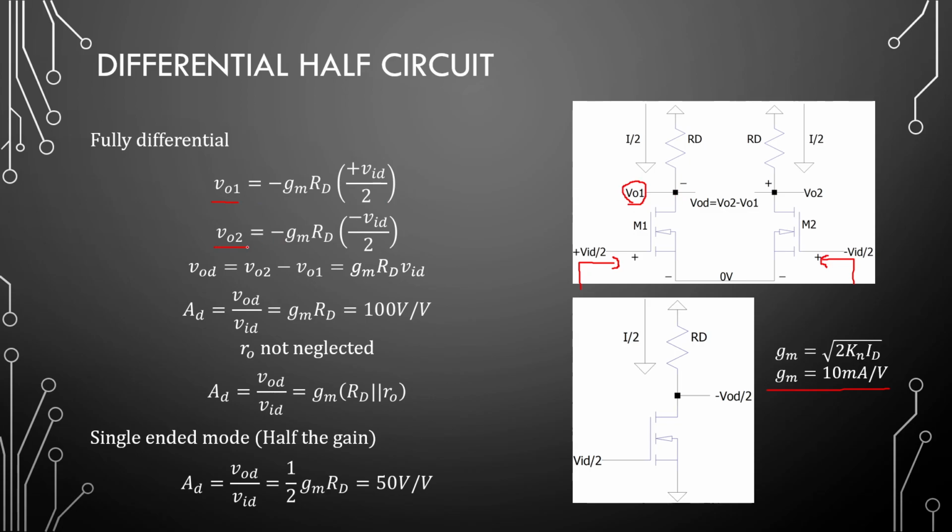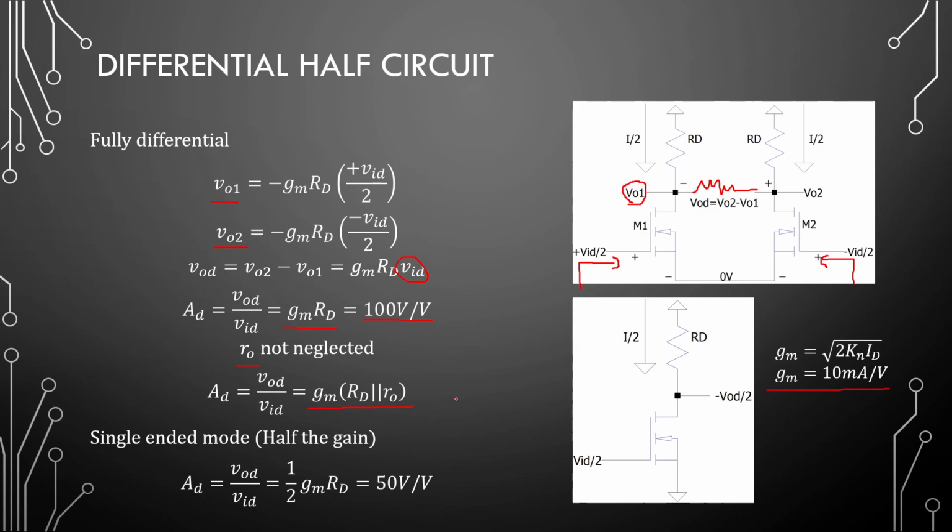Equivalently for V out 2, here is just the negative, so we have minus GMRD, and this side we will have plus GMRD. So if we insert a load here in between and take the differential across that resistor, we will find V out 2 minus V out 1 is GMRD times VID. Right, so that is our differential gain. So the output differential divided by the input differential is GMRD. So 10 milliamps per volt times 10 kilo ohms will give us 100 volts per volt differential gain for this amplifier. If we do not neglect the output impedance of a transistor, our equation will just change to have RD in parallel with R out.